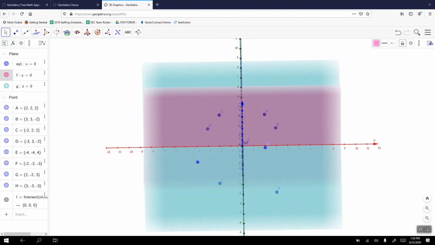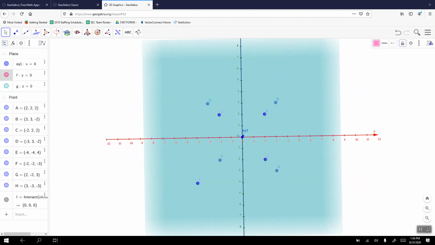Now on our typical x-y coordinate system, as shown on screen, we see that we have 8 different points. I have them labeled as A, B, C, D, E, F, G, and H. Notice that under the x and y coordinate system, we have that points A and B lie in quadrant 1, points C and D lie in quadrant 2, points E and F in quadrant 3, and points G and H lie in quadrant 4.